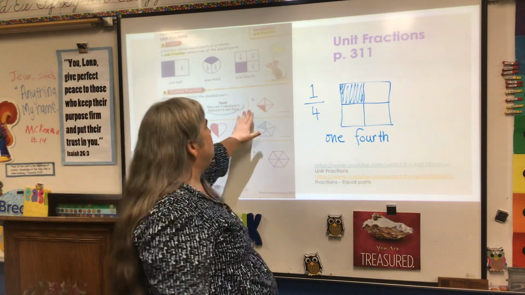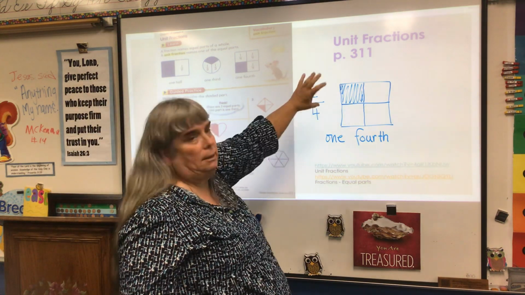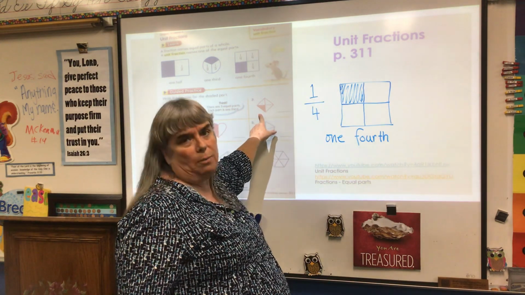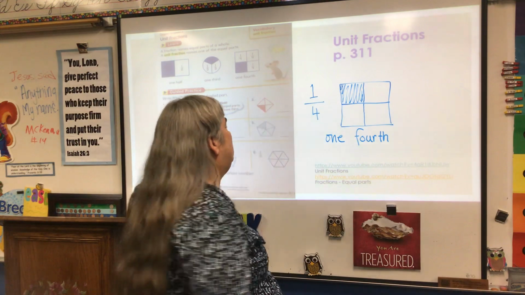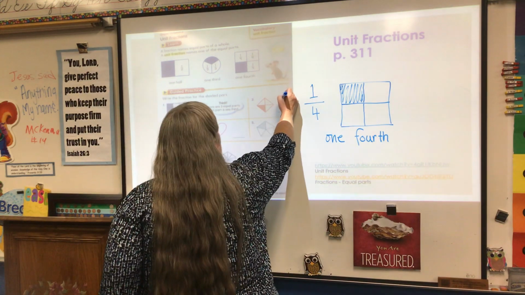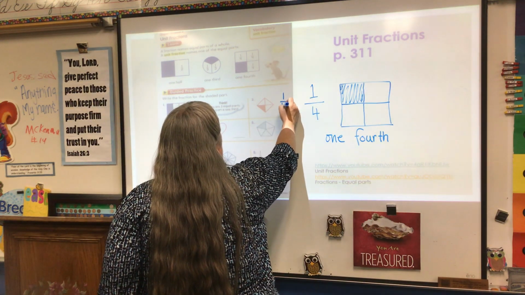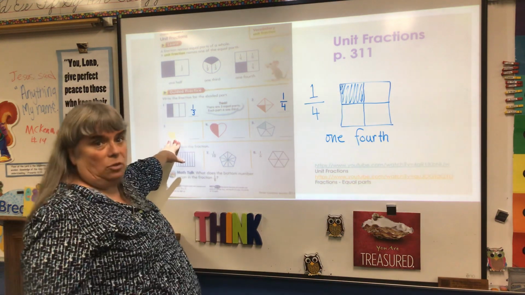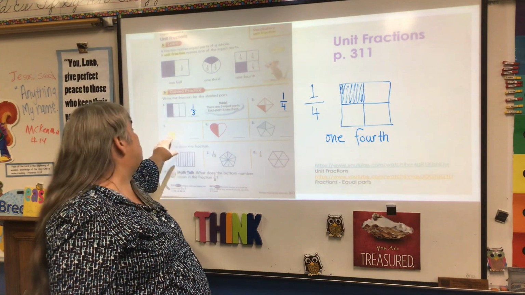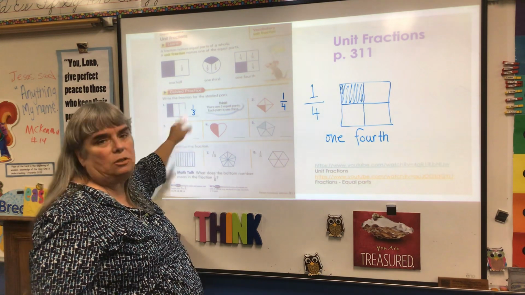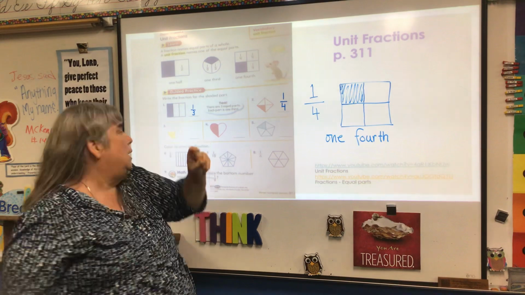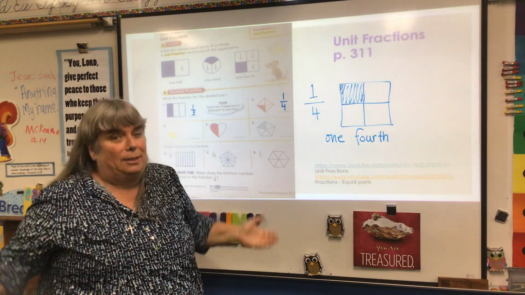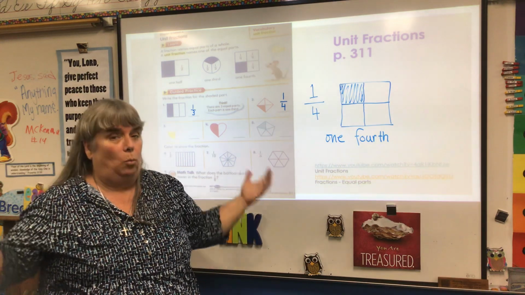Now, even though number 2 is still a square, but it's been turned so it looks like a diamond, there's still 4 equal parts, and they've shaded one of them. So the answer is still going to be 1/4. Right here, instead of having a square, we have a circle. And the circle still is divided into 4 equal parts, and one of them is shaded in yellow. So my unit fraction is still going to be 1/4.